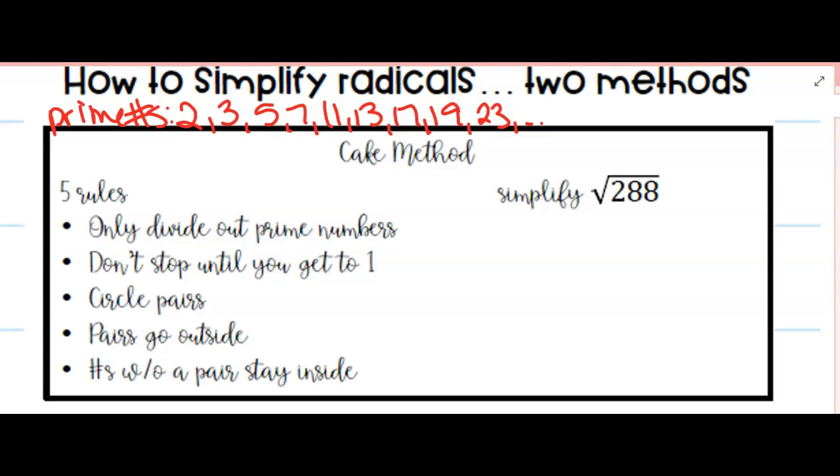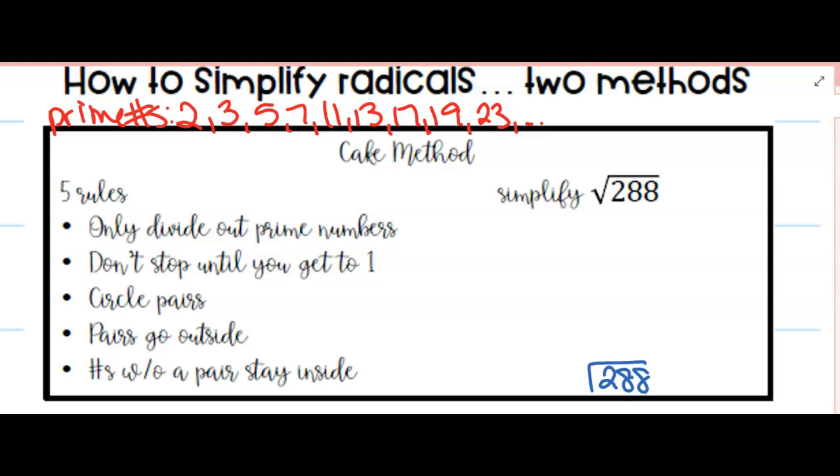So let's do this example here. So the square root of 288. So here's how the cake method works. Down here at the bottom of this box, we're going to write out 288. The first rule says only divide out prime numbers. So what we're going to do is we're going to do like old school division, right? Back in primary school or elementary school, whenever you did this. And what you're going to do is find a prime number that you can divide out of 288. So a number on this list.